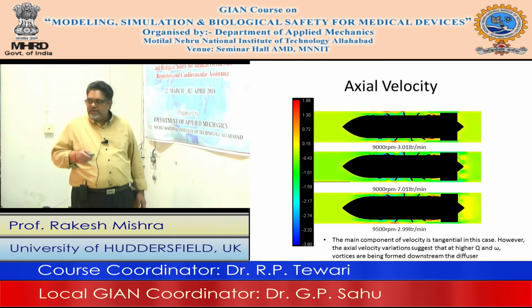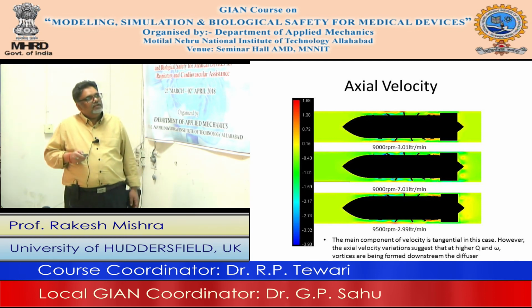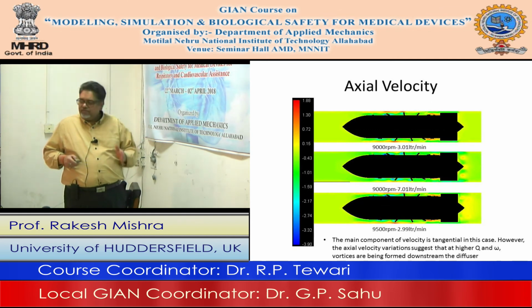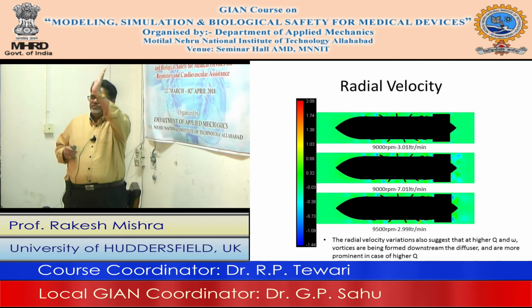This shows the radial velocity, meaning velocity in the radial direction, going from here to here. And you can see these velocities are very, very small. These velocities are in this range, very small velocities. So the radial component, the blood motion in this direction, is very small.